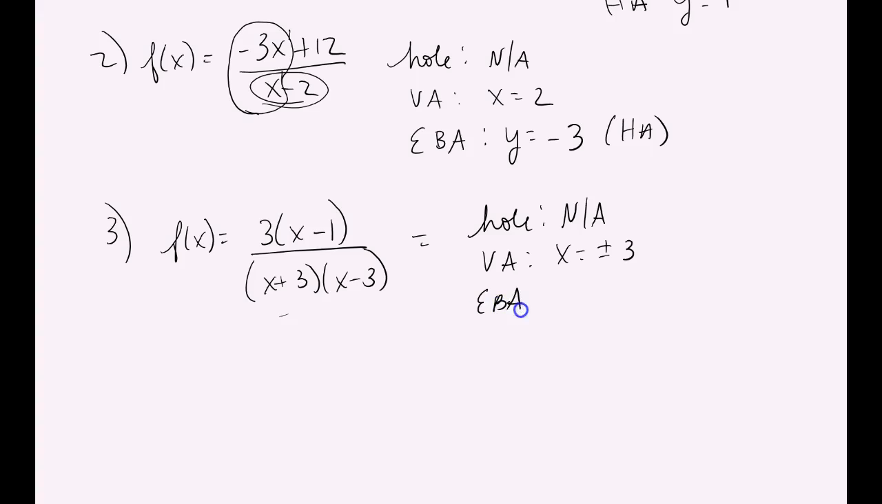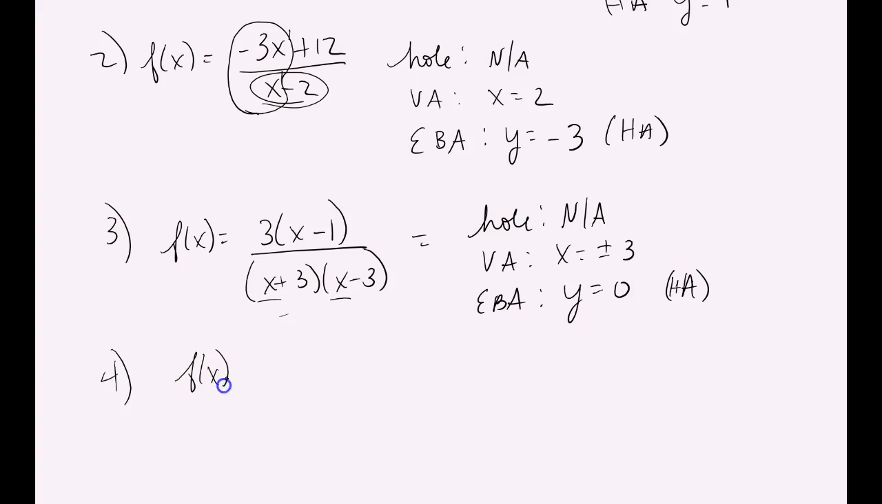The end behavior asymptote, I need to compare the powers. So nothing canceled. It might be easier to look back at the original problem, because you're really comparing an x to the first on top with an x squared on bottom. And since it's larger in the denominator, it will be y equals 0. So it's a horizontal asymptote there. And that's just the rule. Anytime it's bigger on bottom, it's 0.